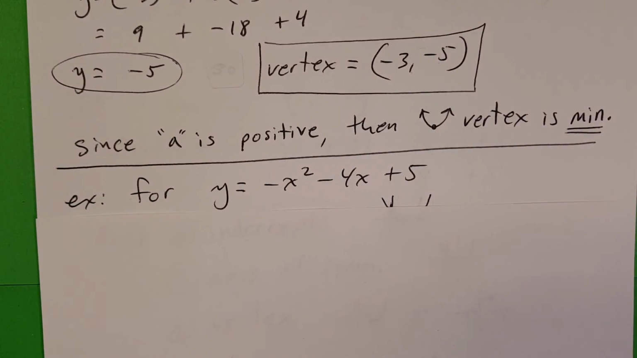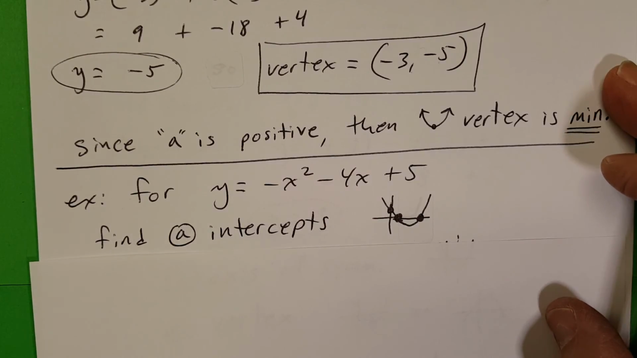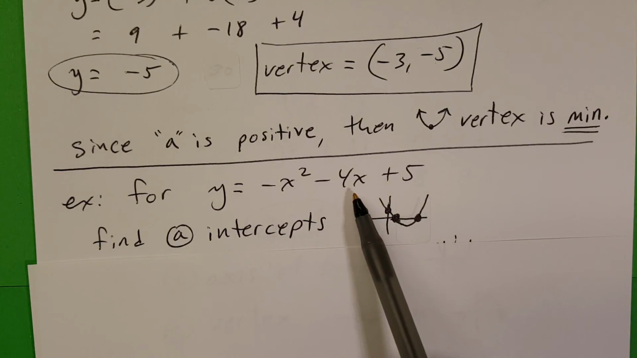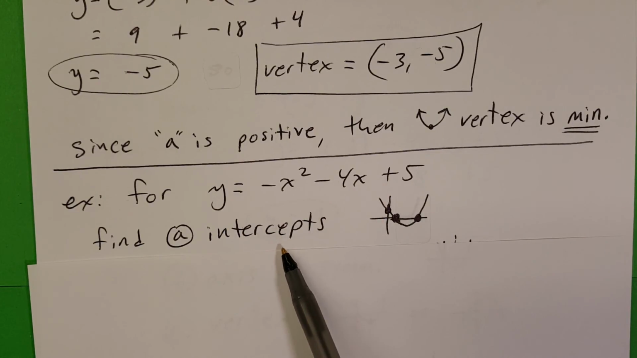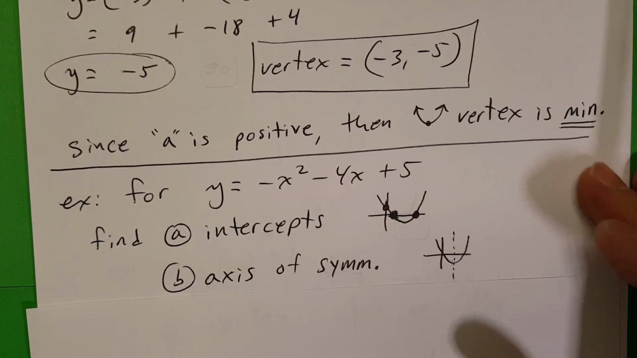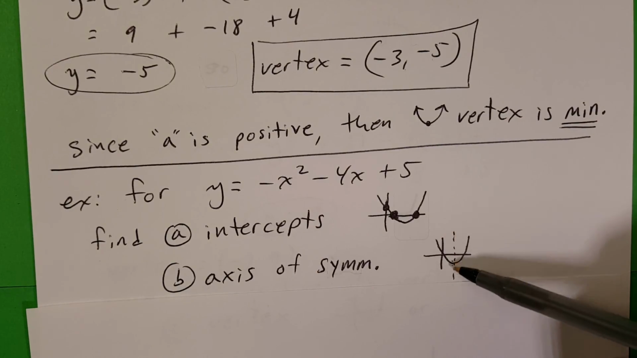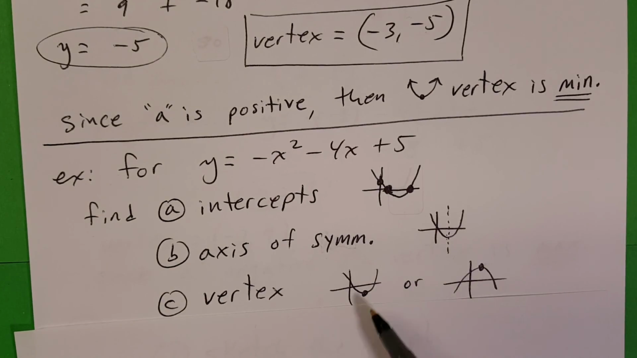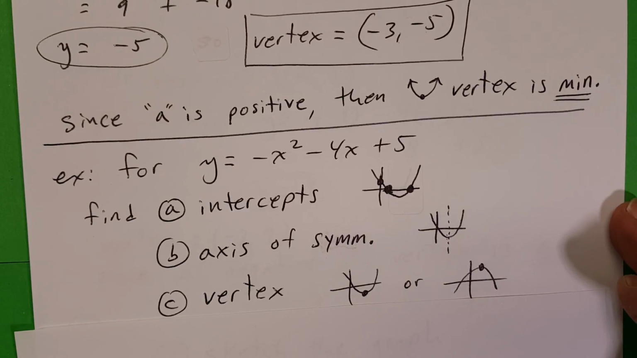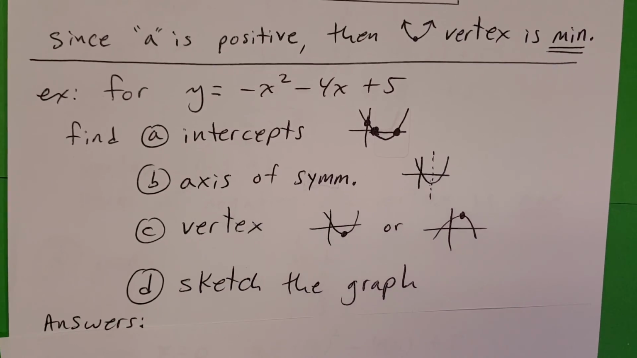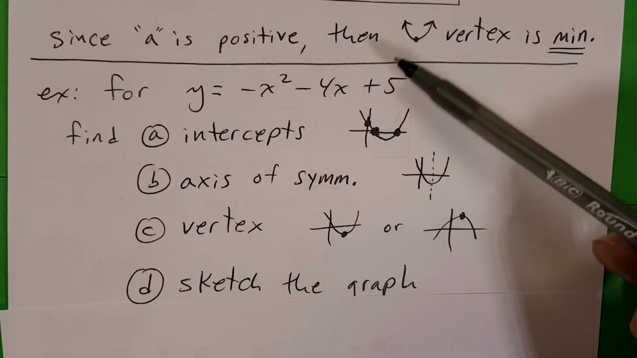Except, for this example, we want to find out a bunch of things. For this example, y equals -x squared minus 4x plus 5. We want to know what the intercepts are, there, there, and there. We want to know what the axis of symmetry is, that mirror line, where is that? And we want to know what the vertex is, which is what we're doing today. It's either one of these or one of these. And finally, with all of this information, we can sketch a quick graph of it. So we're going to go through it one by one.